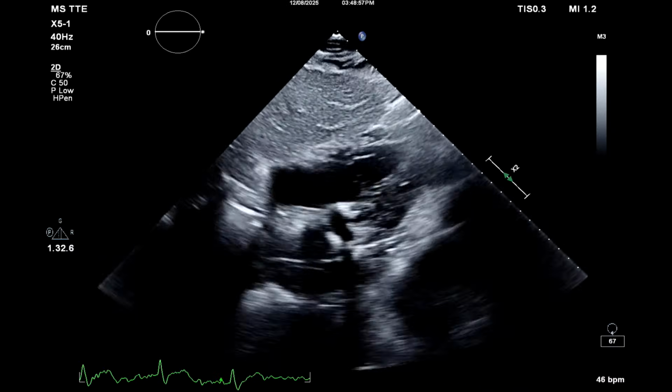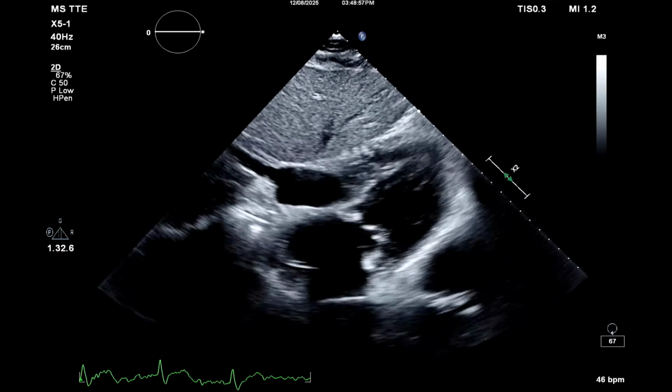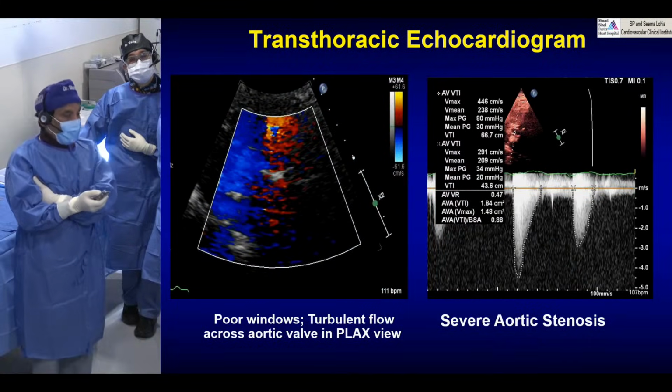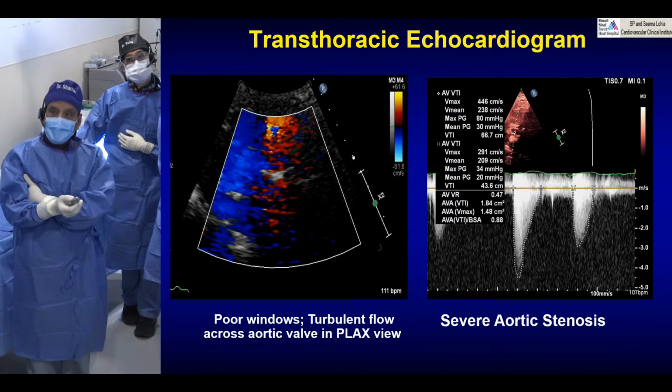And this is the subcostal image, no pericardial effusion. Thank you very much. Beautiful. All right, let's go back. So undoubtedly it is severe aortic stenosis despite the low flow, low gradient.